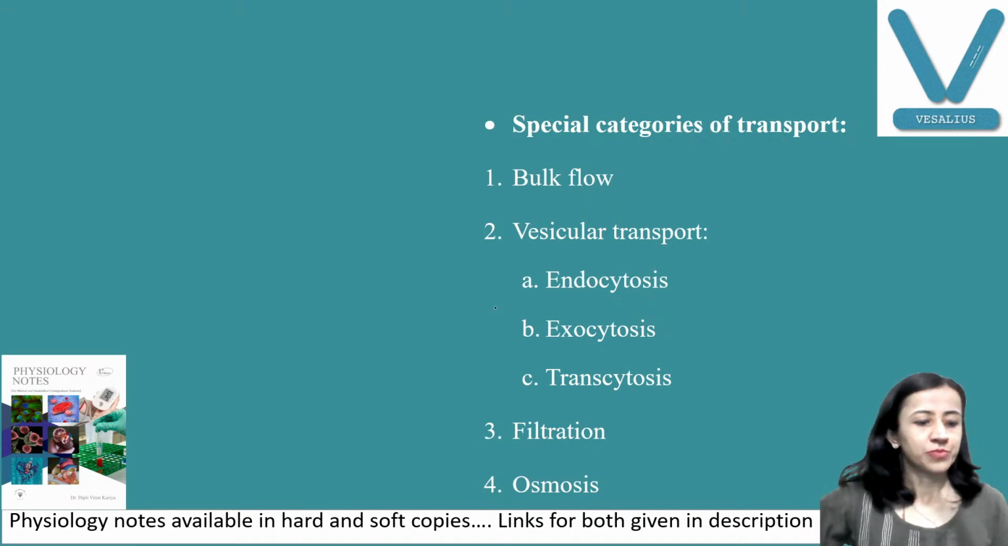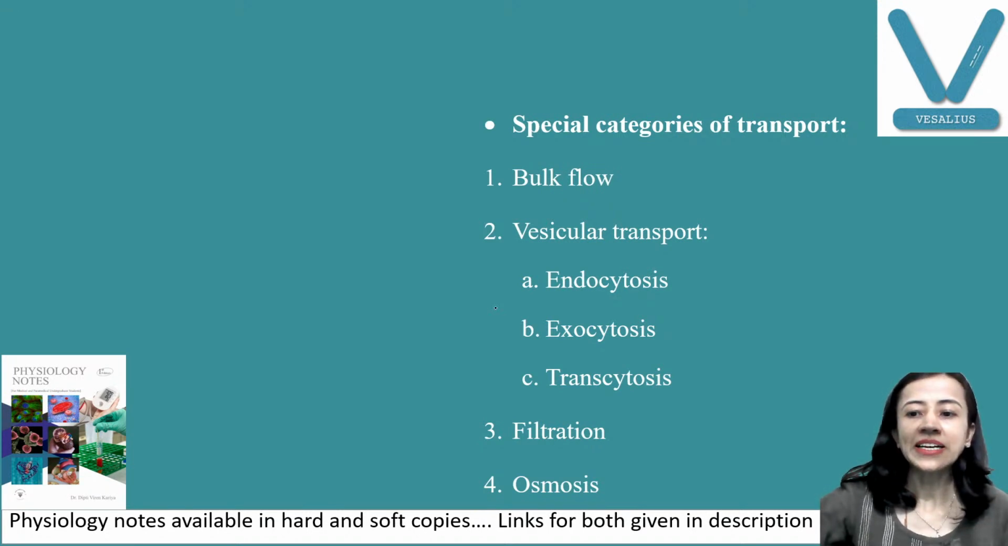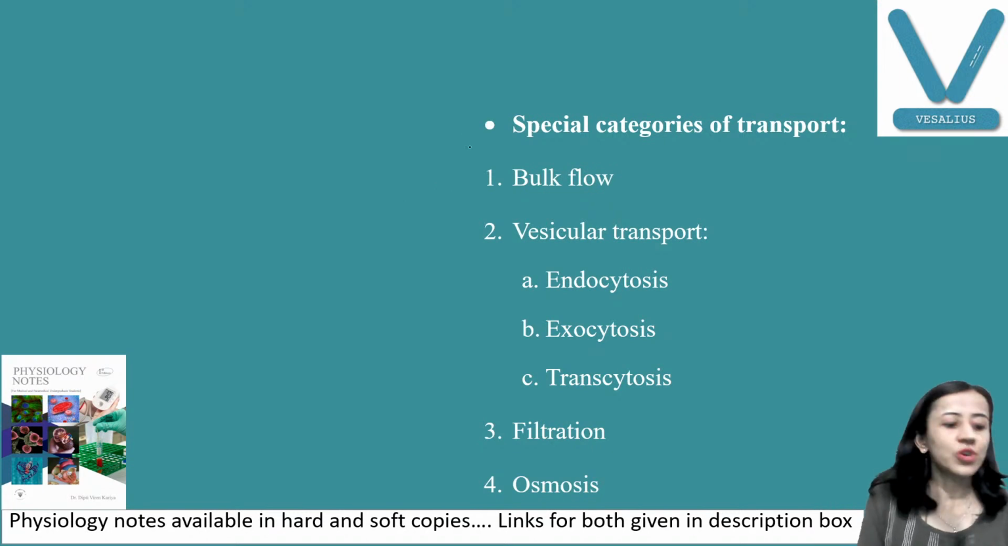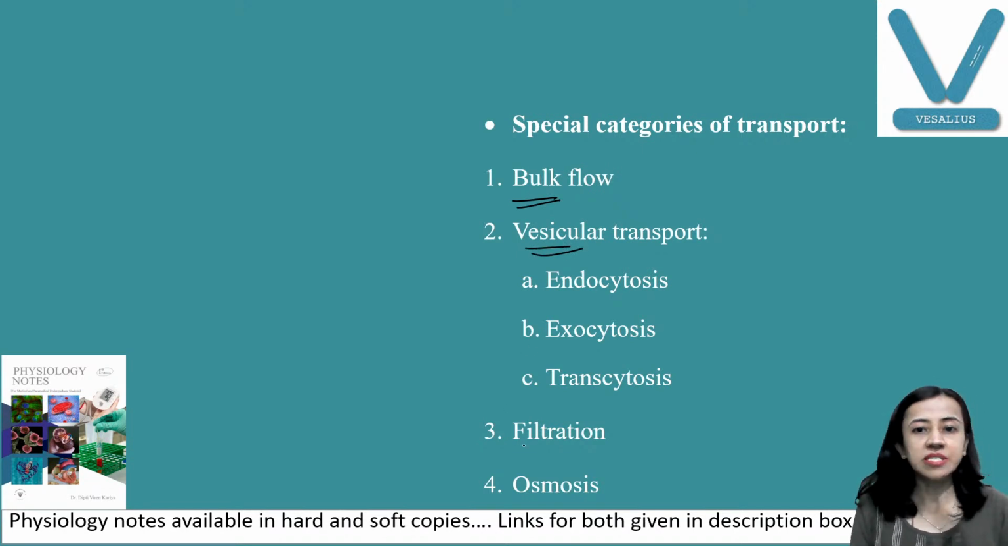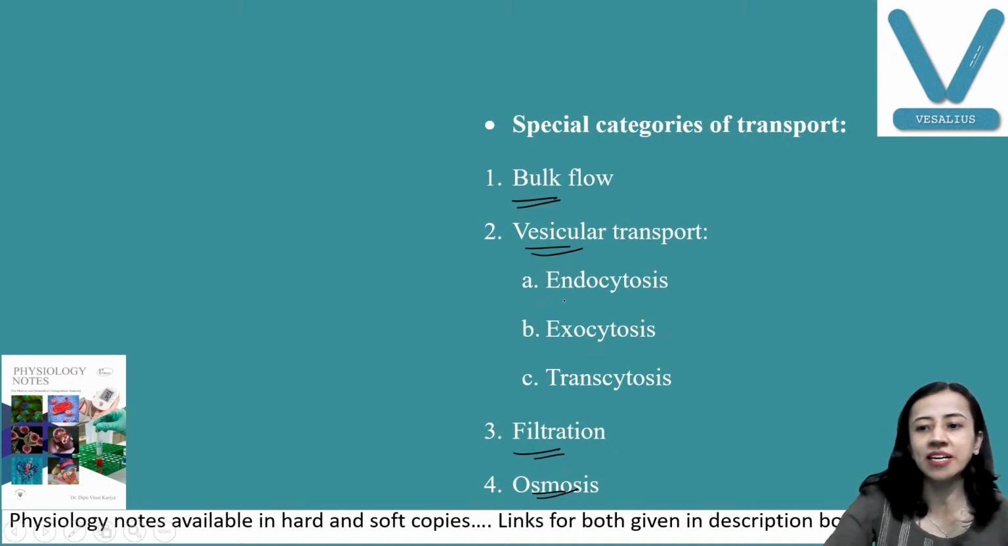In special categories, there are four different categories of transport. One is bulk flow. Second is vesicular transport. Third is filtration, and fourth is osmosis. We will discuss one by one, starting from bulk flow.